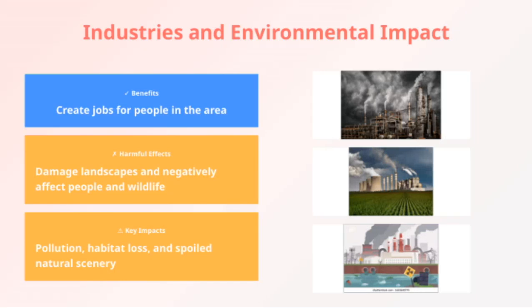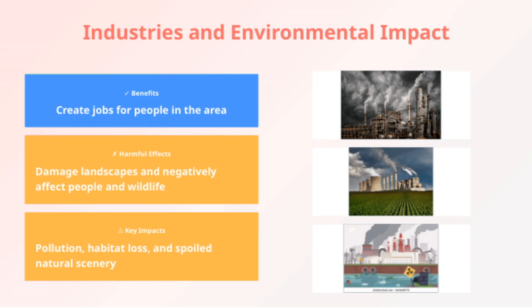Let's take a look at some of the key impacts related to industry development, starting with pollution, habitat loss, and spoiled natural scenery. These issues are significant because they directly damage landscapes and can have a negative effect not only on wildlife, but also on the people who live nearby. When natural environments are degraded, it affects the beauty of the area and can even impact tourism and local well-being.